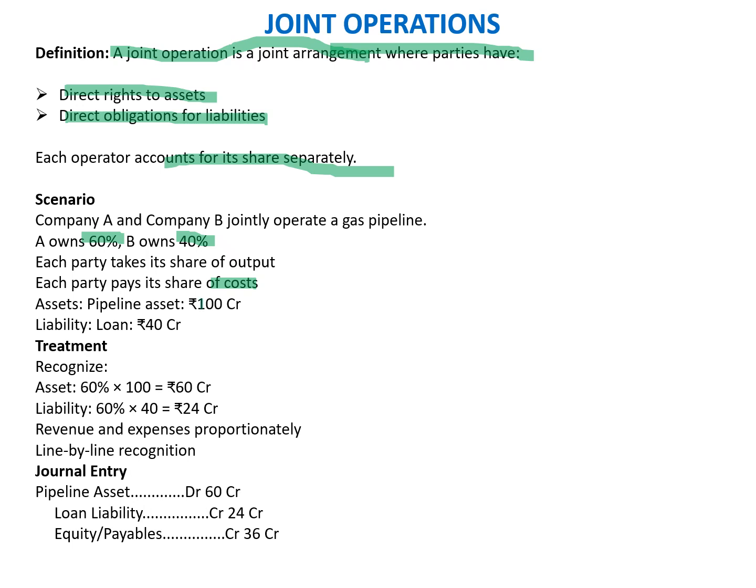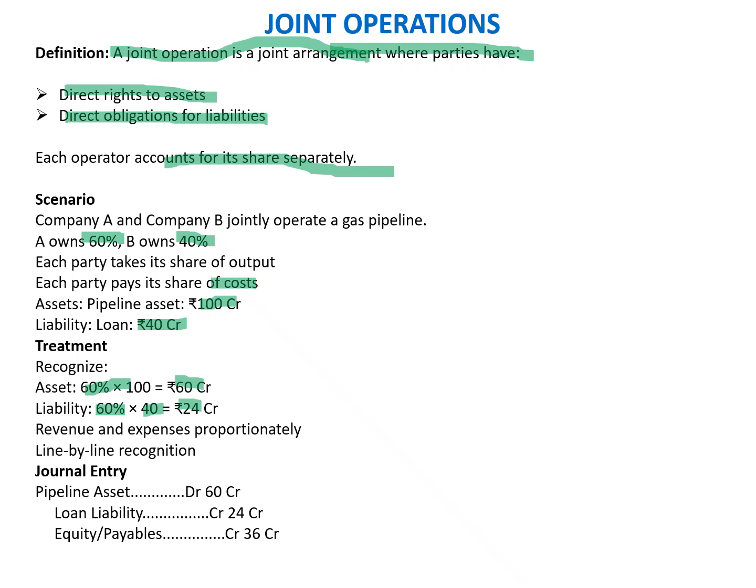So the total assets of the pipeline are 100 crore, liabilities 40 crore. The treatment is that we have to recognize, let's say in the books of A, how it is going to be treated. So recognize 60% of the asset in the books of A, which is 60 crore, and 60% of the liability of 40, which is 24 crore. Revenue and expenses will be recognized proportionally.